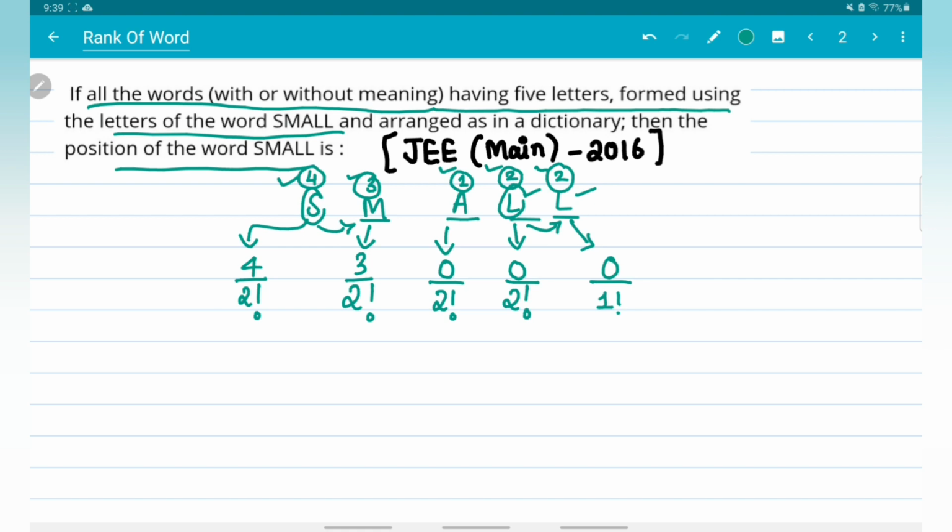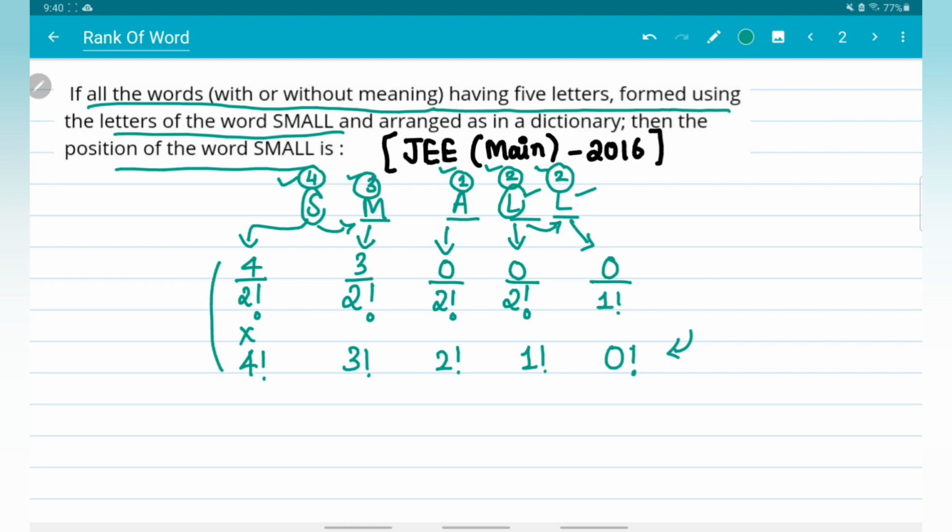Now the next step is very easy. You have to start from the right hand side, and you just have to write 0 factorial, 1 factorial, 2 factorial, 3 factorial, and 4 factorial. Okay, like this from 0 you have to start, and you have to write the factorial of the consecutive numbers.